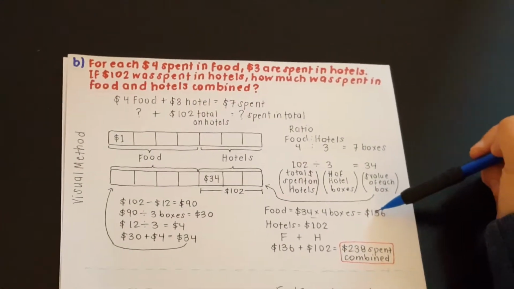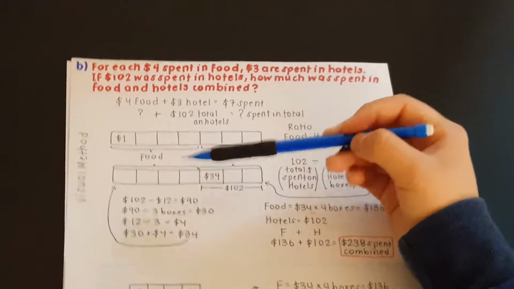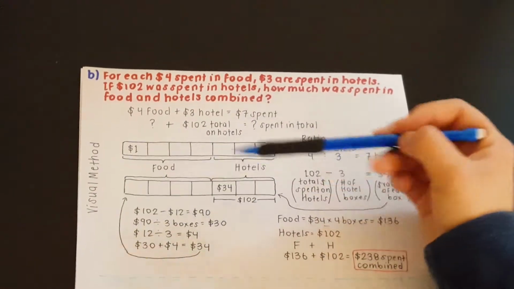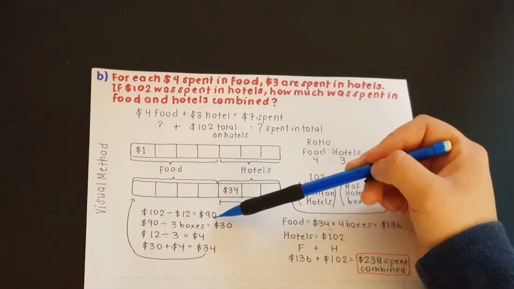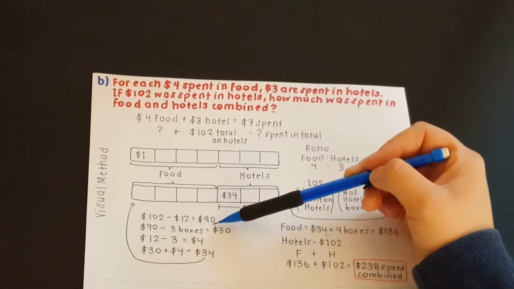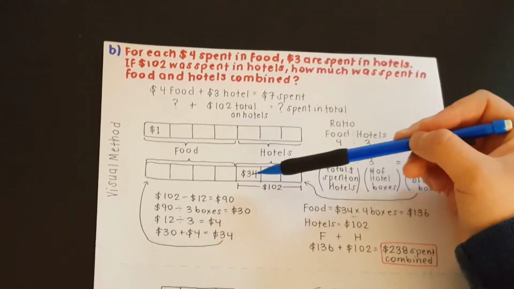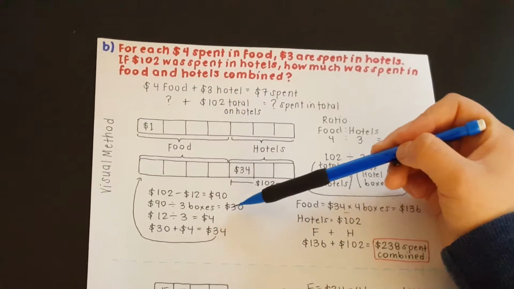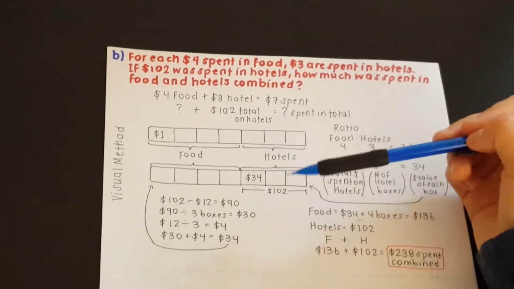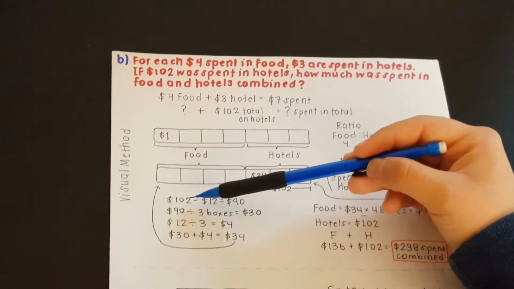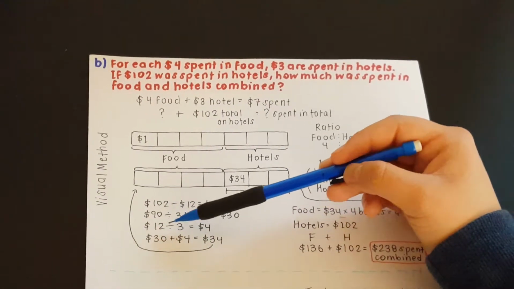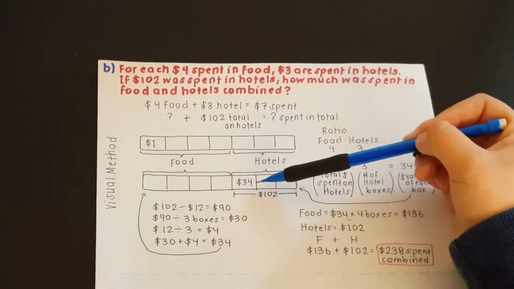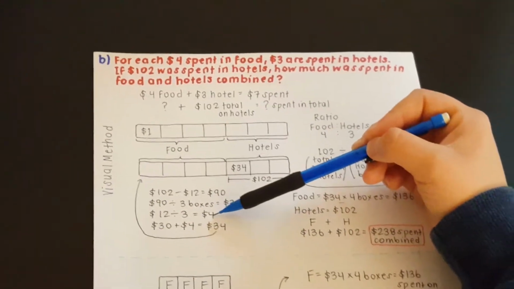However, to simplify this process for kids, we can subtract from $102, the total money spent on hotels, $12 to give us $90. We subtracted this amount because $90 is simpler to divide by 3 boxes in order to get a nicer number such as $30. Now, the $12 that are missing, divided by the 3 boxes of hotels, is $4.